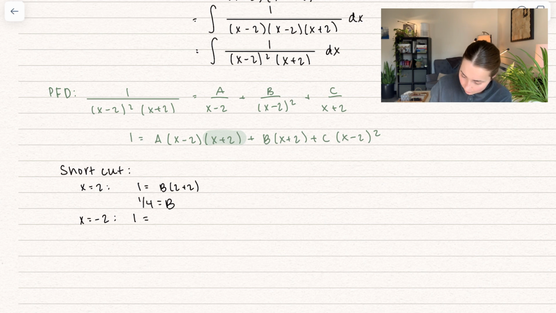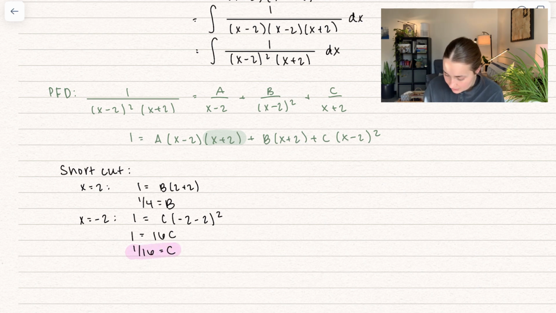On the left side, we still have 1. That a term is going to go to 0. The b term is going to go to 0, but our c term is not. So that's going to be -2 minus 2 squared. So 1 is equal to 4 squared, which is 16c. So 1/16 is equal to c.